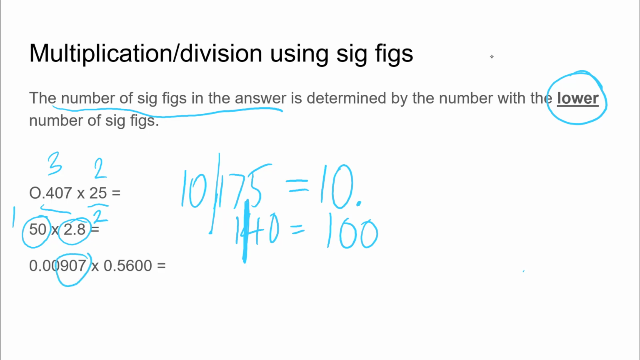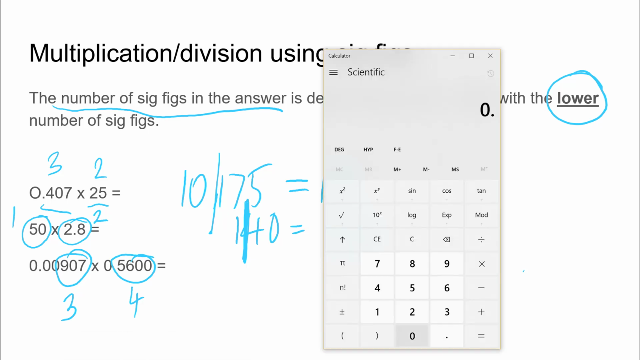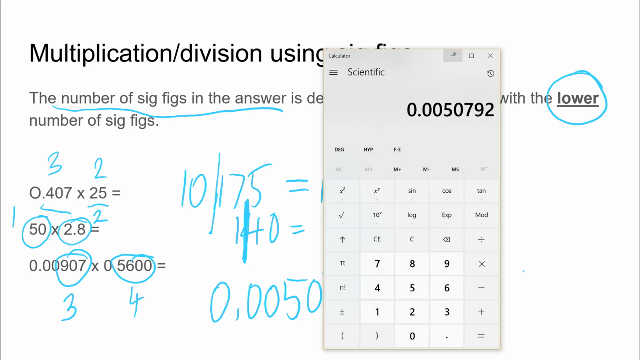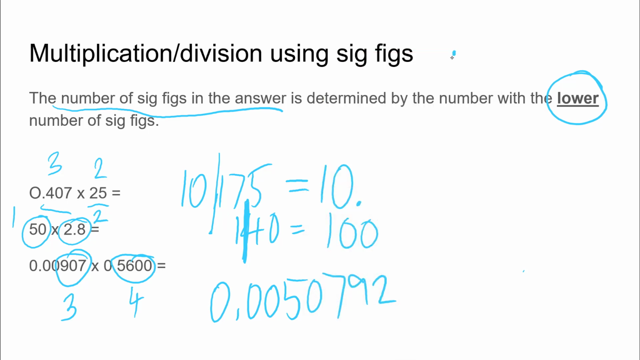The number on the left has 3 significant figures, and the number on the right has 4 significant figures. Now we're going to type it into our calculator: 0.00907 times 0.5600. It's 0.00509792. Let me see if I typed that in correctly. I did. Now we cut it off at 3 significant figures, and you see that the 9 rounds the 7 up. So the answer is 0.00508. And there's the answer.